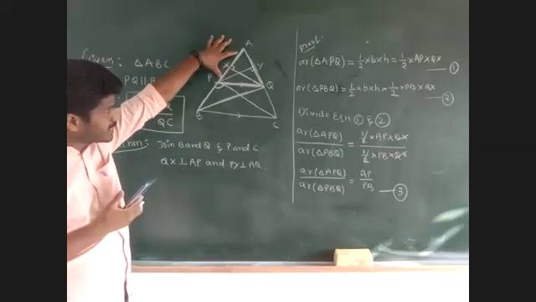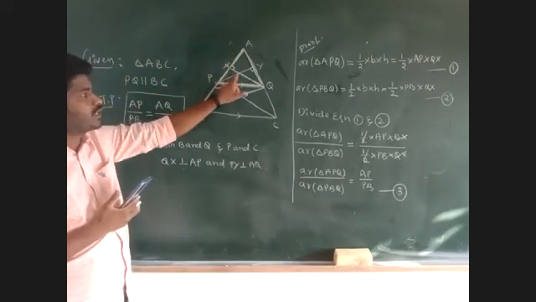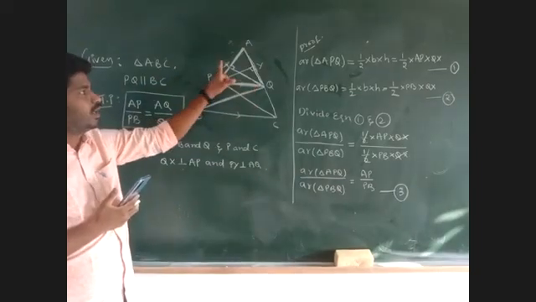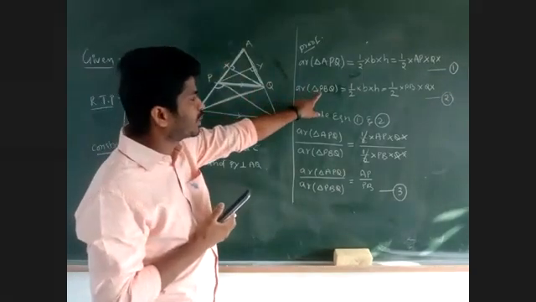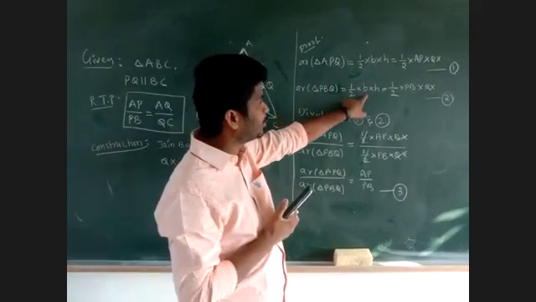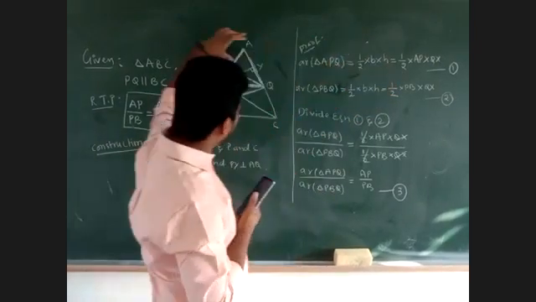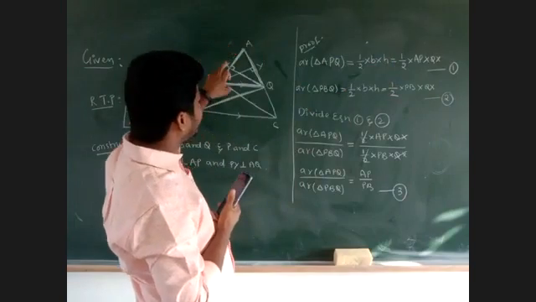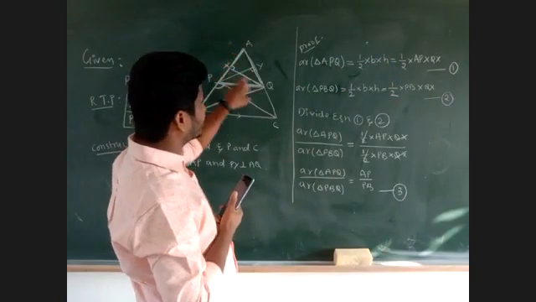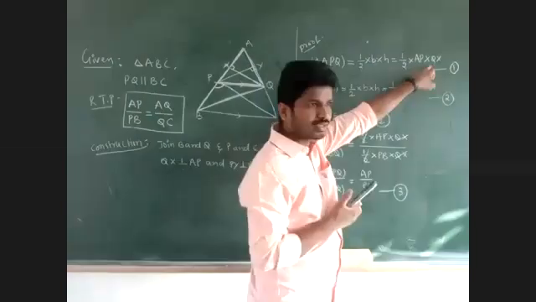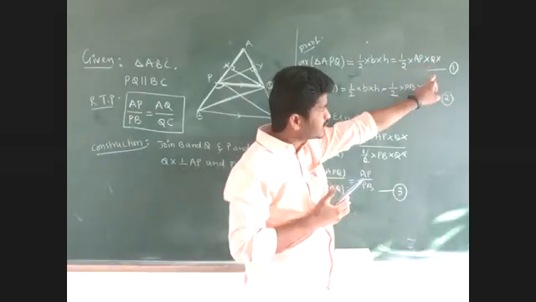If AP is the base, the perpendicular line is called the height. The area of triangle APB equals half into base into height. Half into base AP, and the height, the perpendicular line, is what here? QX. So half into AP into QX. Let us consider this as equation number 1.